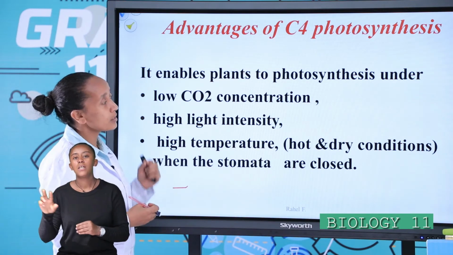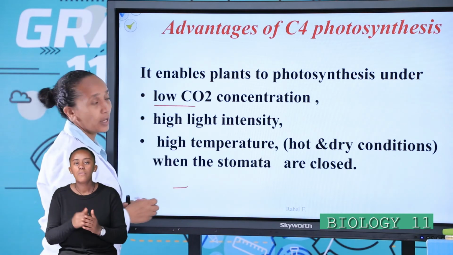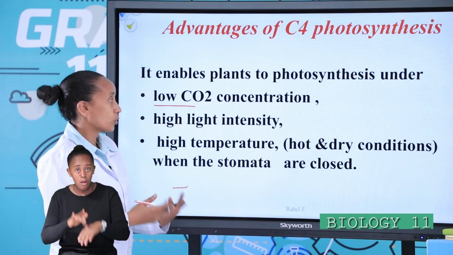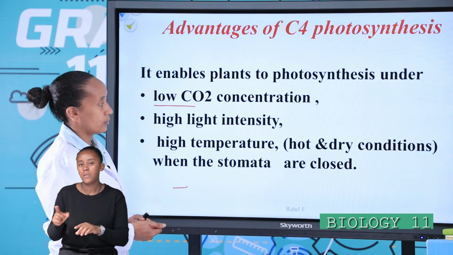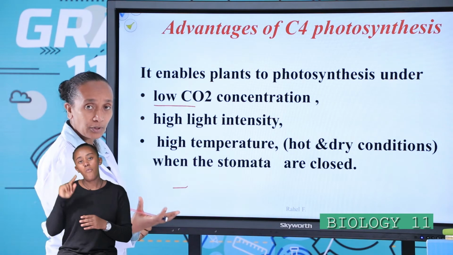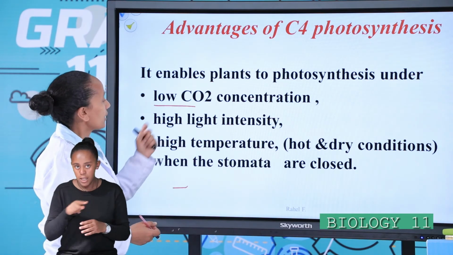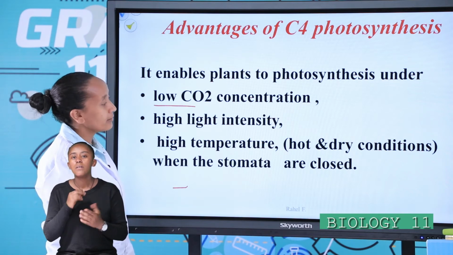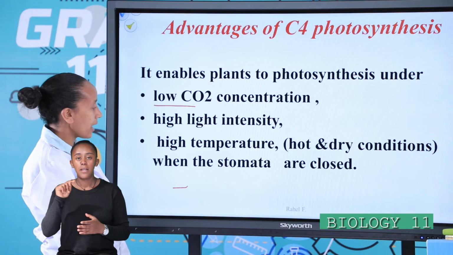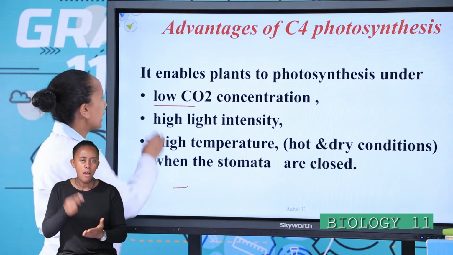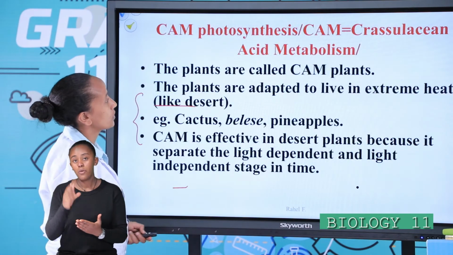C4 photosynthesis is advantageous under low carbon dioxide concentration because it does not depend on atmospheric carbon dioxide concentration for carbon dioxide fixation, I mean for the Calvin cycle. The second one is high light intensity. It occurs during high light intensity and high temperature. These are the advantages of C4 photosynthesis.